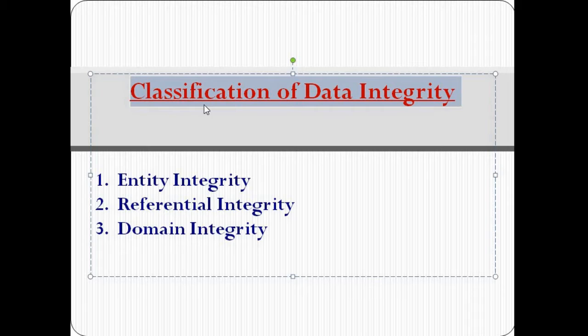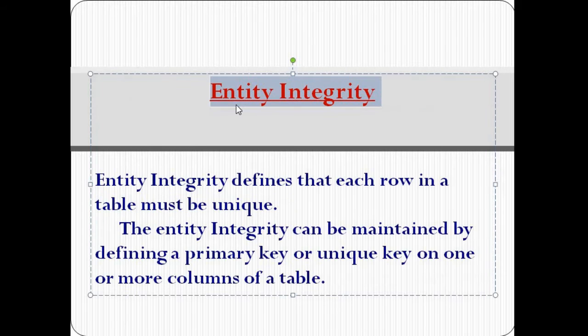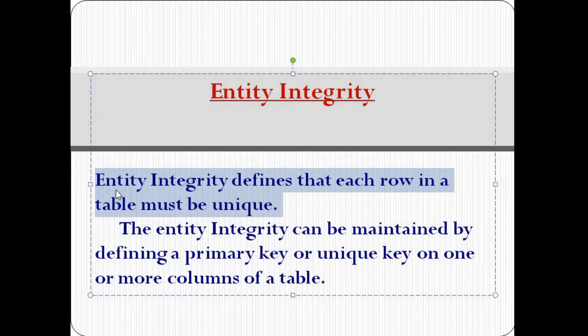Now data integrity is classified into three types. The first one is the entity integrity, the second one is the referential integrity, and the third one is the domain integrity. Let's start with the entity integrity. Entity integrity defines that each row or record in a table must be unique.